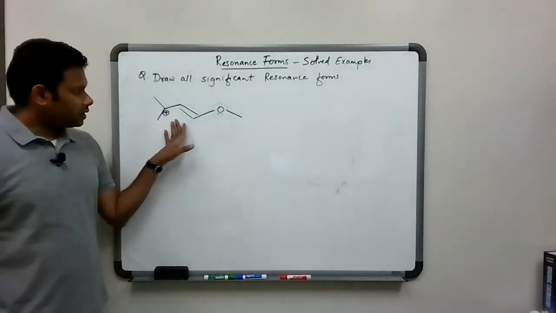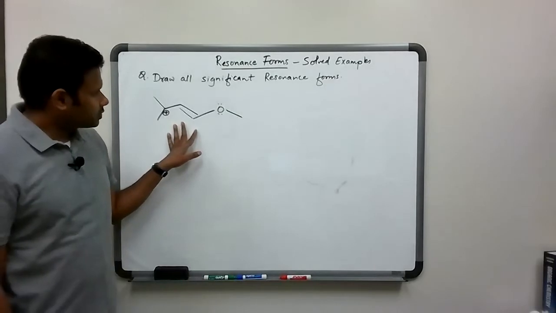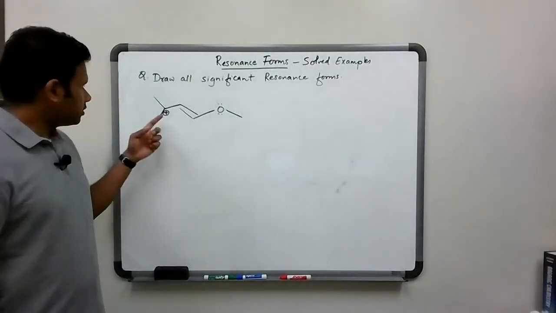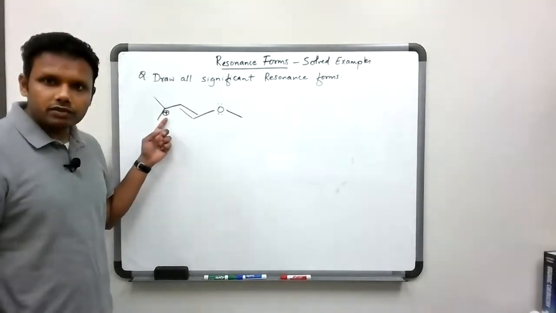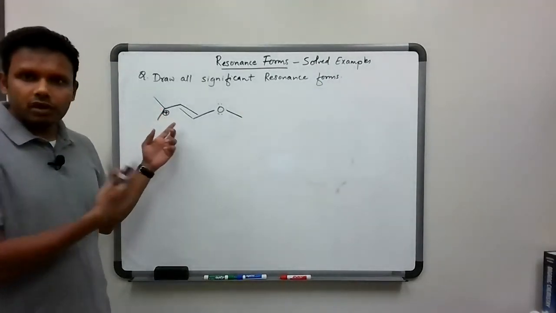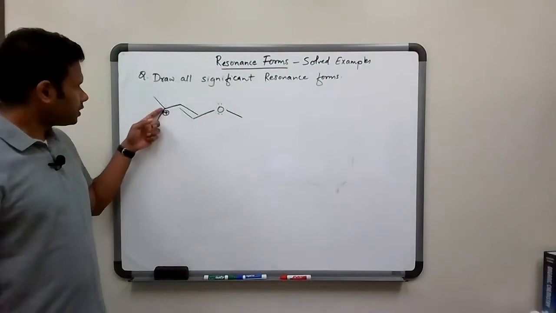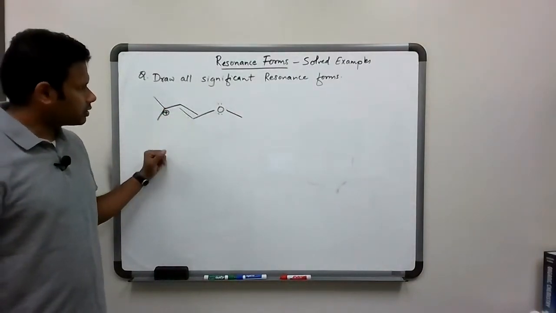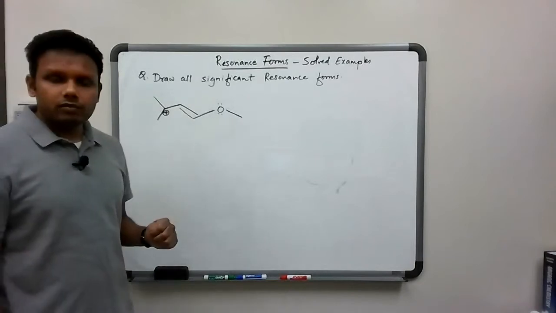So let's say if we look at this structure, what I notice is, okay, there's a positive charge on a carbon. So there's a carbocation here. Okay, a positive charge in the structure. There is a double bond in the structure. There is an oxygen with some lone pairs.